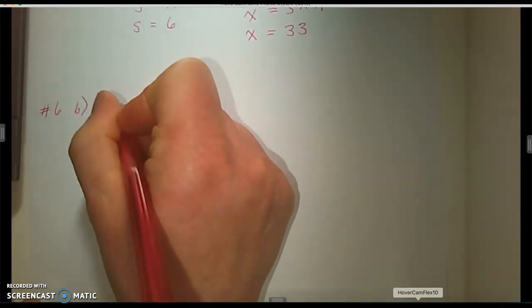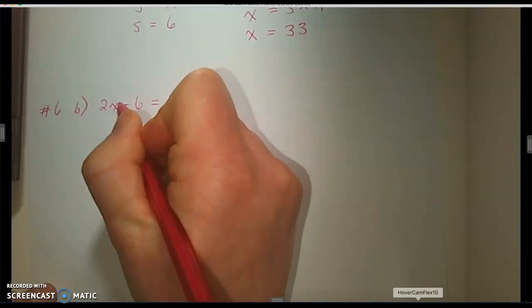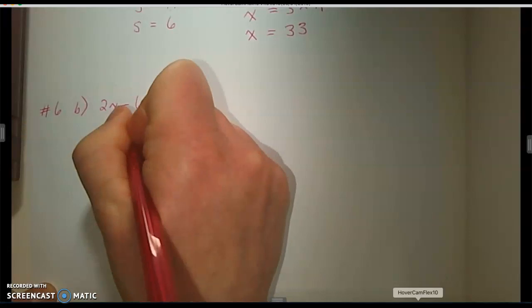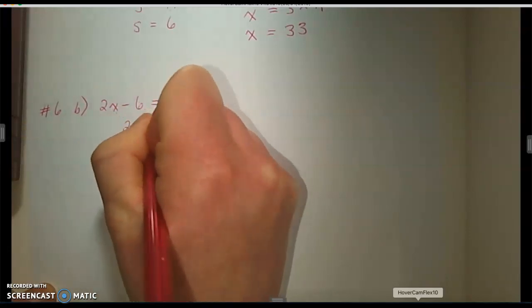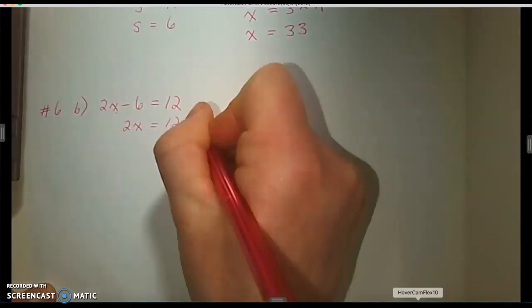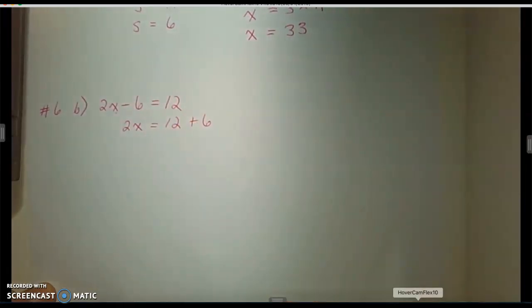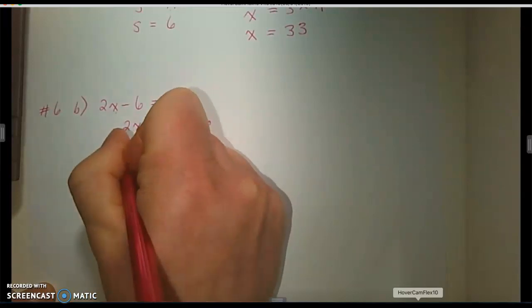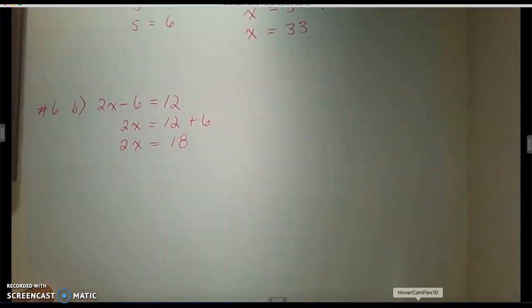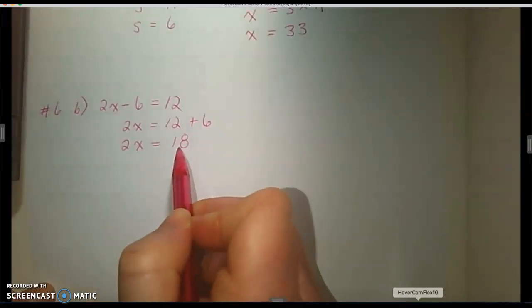Okay, so I've got minus 6 right here. I'm going to do the inverse of minus 6 on the other side. 2x equals 12. And because I'm moving it over to the other side, instead of minus 6, it will be plus 6. Okay, and then to simplify that, 2x is going to equal 18, because 12 plus 6 is 18.